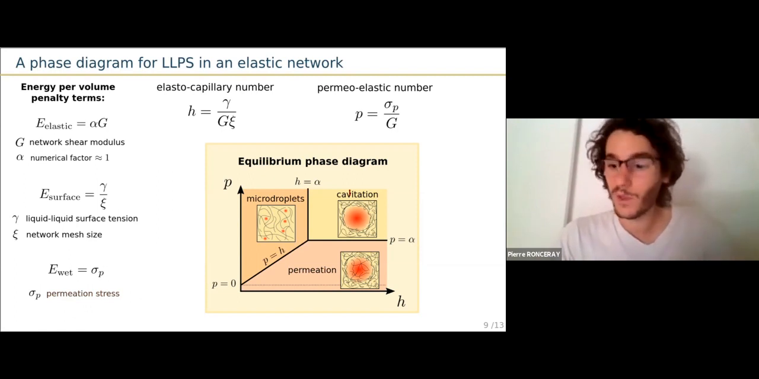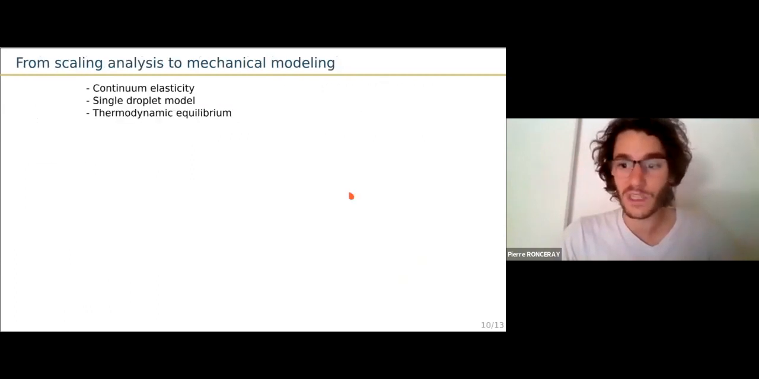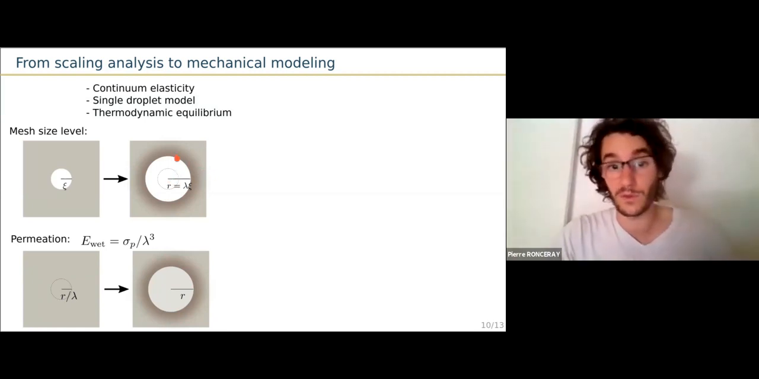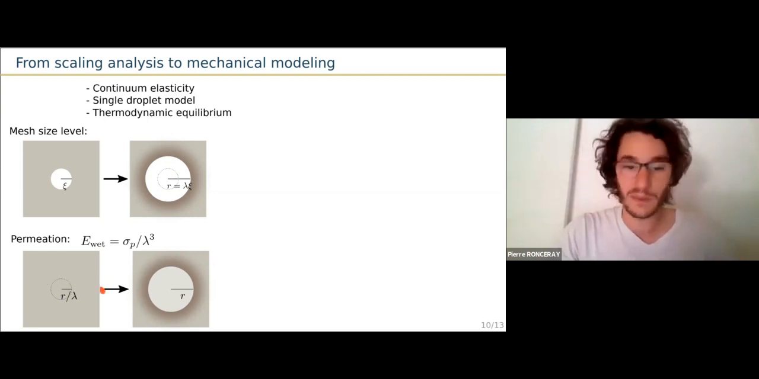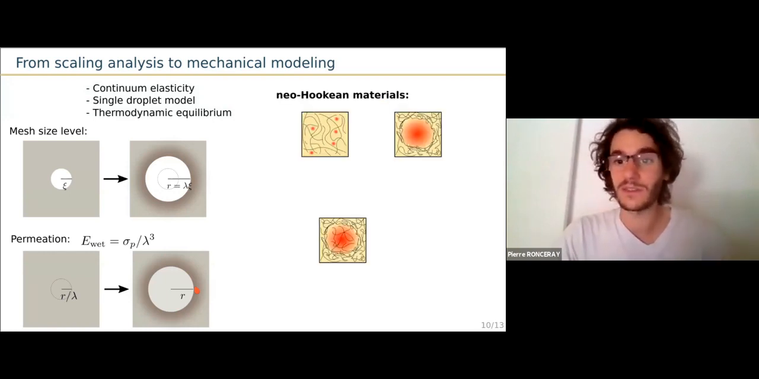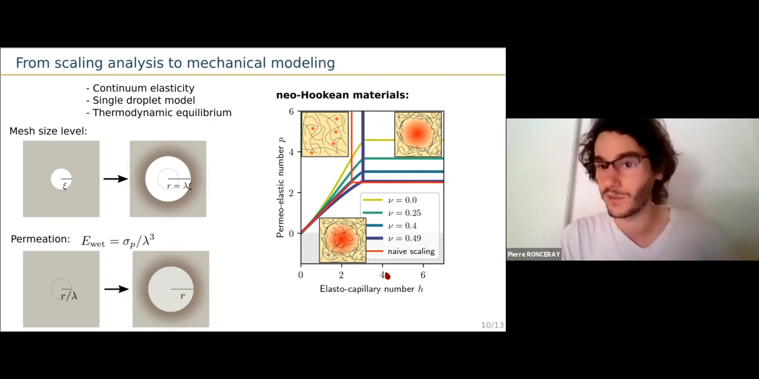So these are extremely simple scaling arguments that I've presented so far. The paper is much longer than that because we've also done explicit mechanical modeling of these systems using continuum elasticity, modeling at the single droplet level. What we look at is the nonlinear deformation of the network around a microdroplet and the scaling of the energy as a function of permeation. I'm skipping extremely quickly through all this because the take-home message of the many pages of analytic calculations that we've done is that the naive scaling argument is almost exact and reproduces very quantitatively the phase diagram that you would obtain by these more sophisticated techniques.